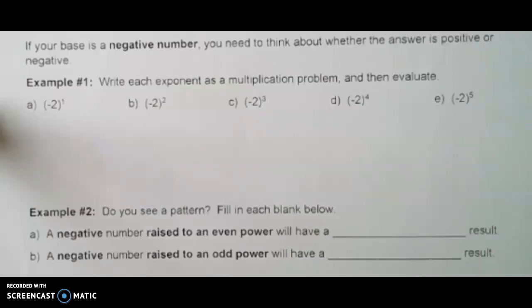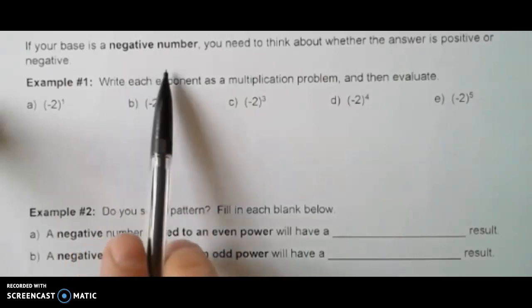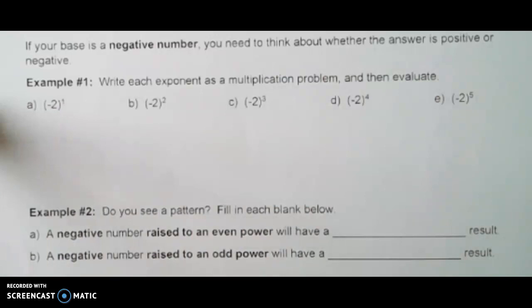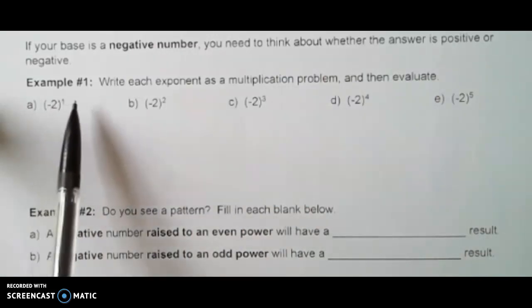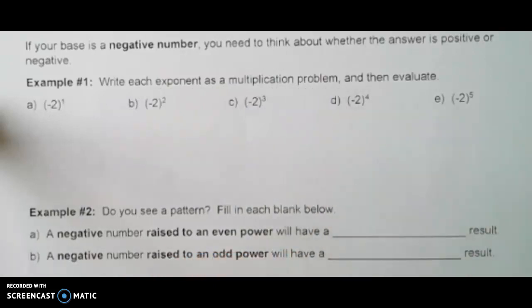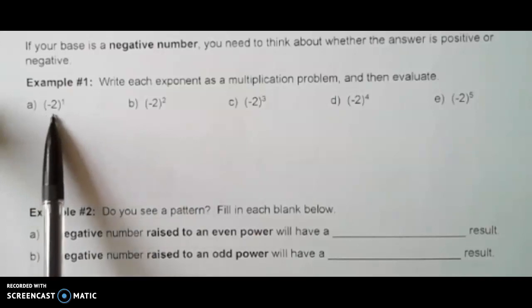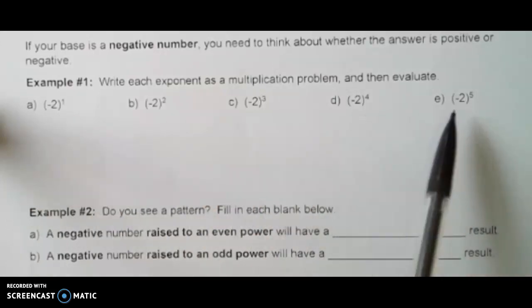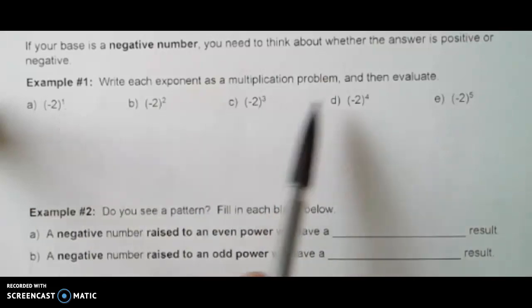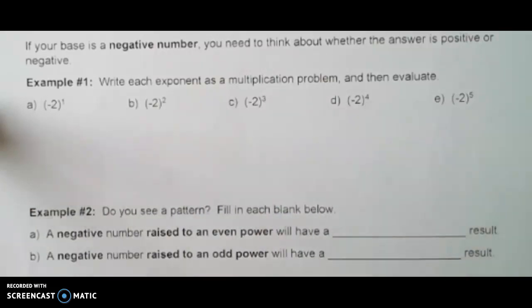In the last example, our base was a positive number. If your base is a negative number, then you need to think about whether the answer will be a positive number or a negative number. Example number 1, we're going to write each exponent as a multiplication problem, and then evaluate it. Notice my base here is -2 in all of these examples, and the exponent tells you how many times you're going to multiply -2 by itself.